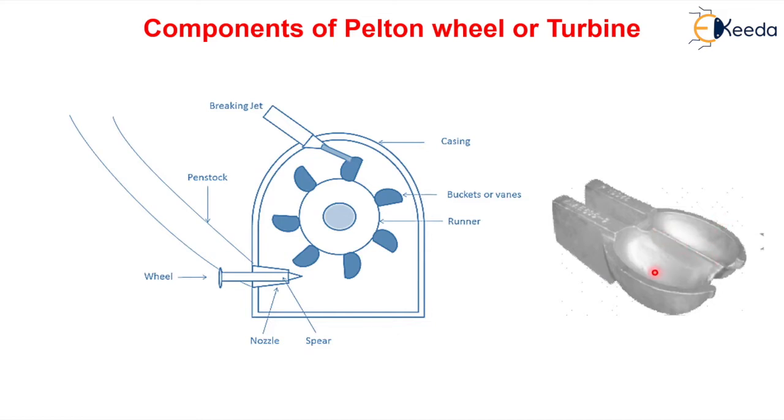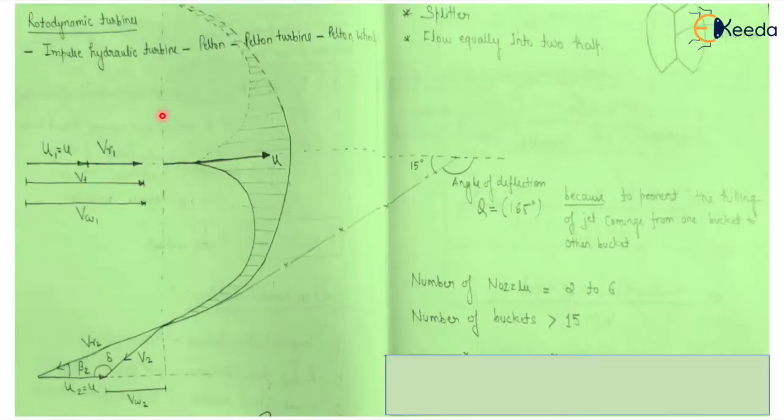Okay, now let's see this. This is the vane or bucket. I have drawn it like this. In this case, the jet from the nozzle will strike the bucket at the center, at the splitter, and this splitter will divide the water in two equal halves. And u1 is equal to the blade velocity or vane velocity at the inlet.